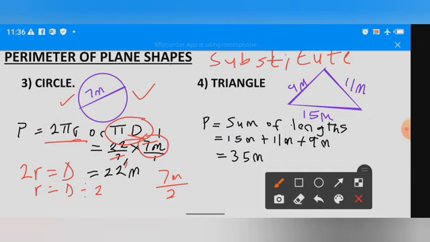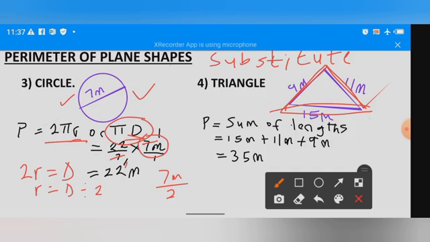I told you that perimeter means distance round. So if we are to begin from this point, the perimeter is the distance from this point to this point and back to where we started from. Get it? So what do we do? Add them up. If you move from here to this point, 11 meters plus 9 meters gives 20, plus 15 meters gives 35. So that's it, as simple as that.